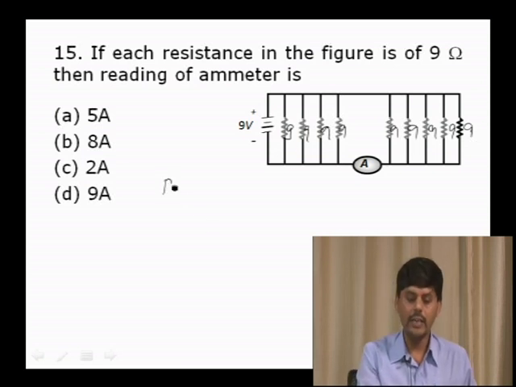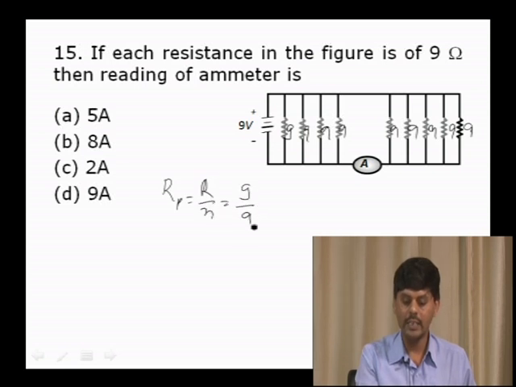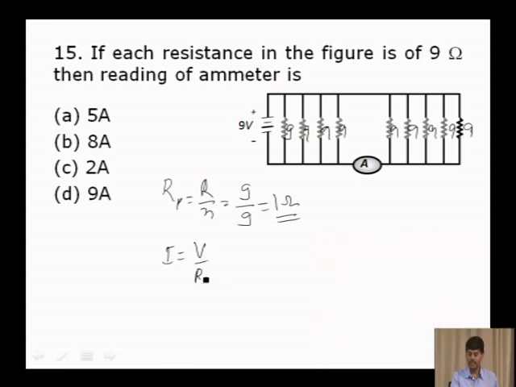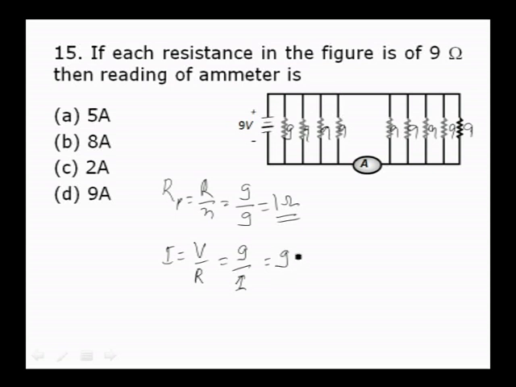The net resistance Rp is equal to R divided by N. The value of R is equal to 9. How many resistors are there? That is equal to 9. The effective resistance is equal to 1 ohm. Current is equal to V divided by R, voltage by resistance. Voltage is 9, resistance is 1. Therefore, this is equal to 9 ampere. It means 9 ampere of current flows in the circuit.